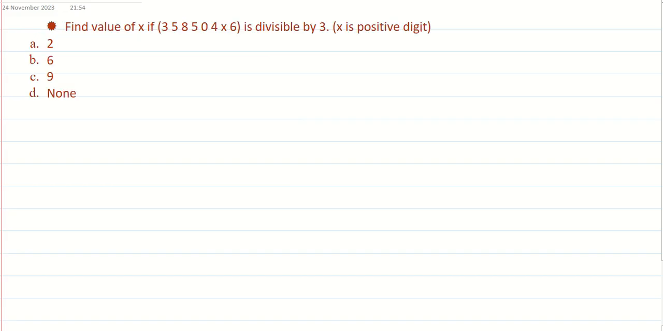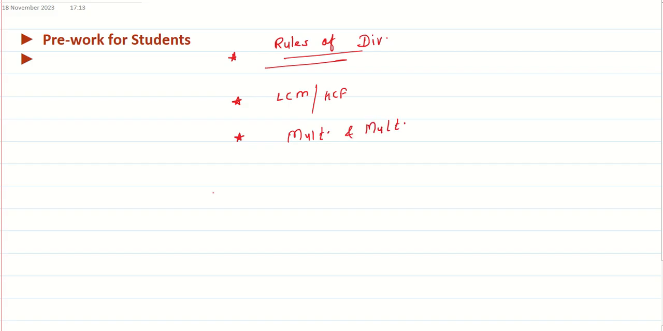Okay. And next class, now you have to do some pre-work. Okay. We are starting number theory next class. So pre-work means what? You must go through the rules of divisibility, first thing, just revise it. Okay. Second pre-work is LCM and HCF. Just revise it. Third pre-work is multiples and factors. Right? That's all. Just revise it. We'll see the questions from number theory from the next session.